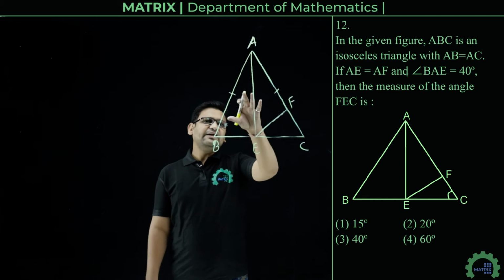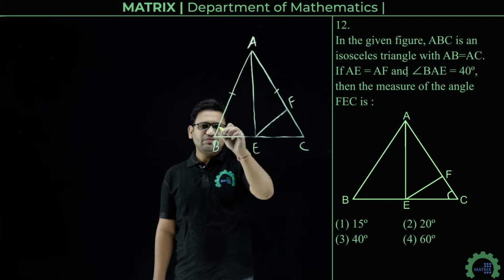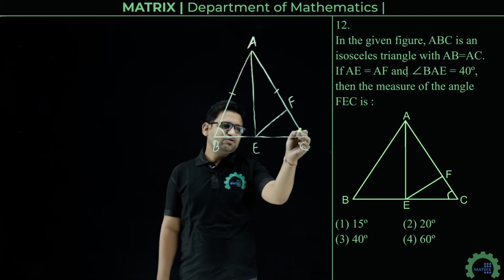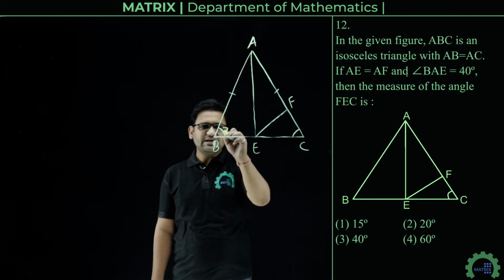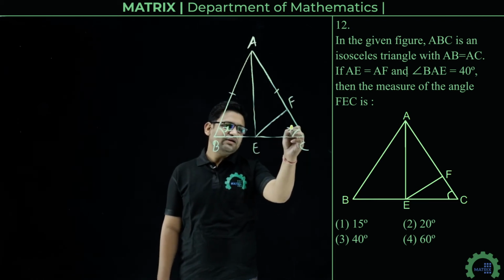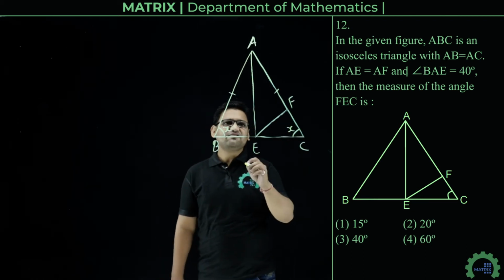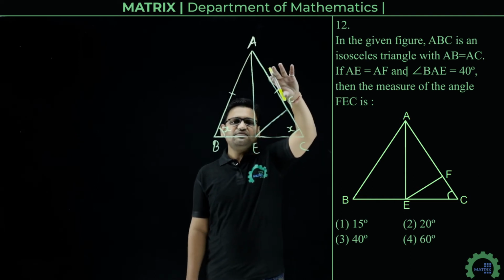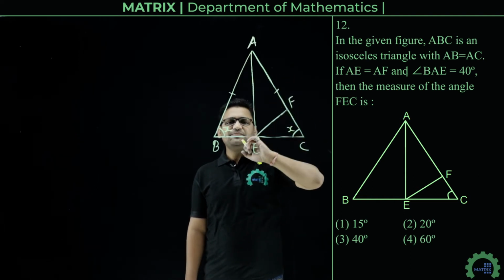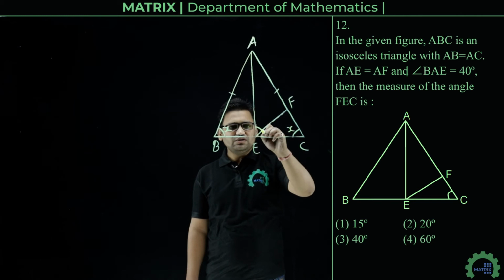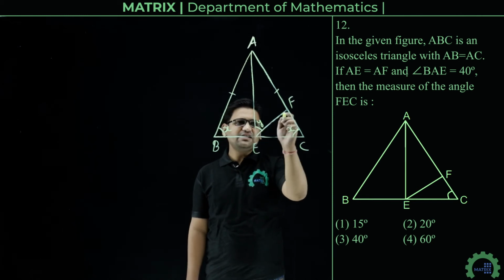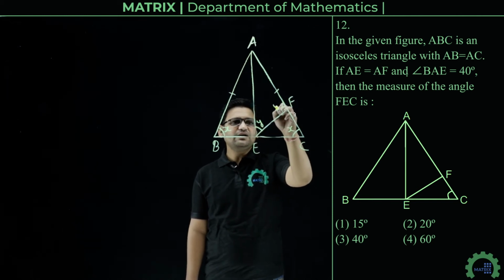So we are given that side AB is equal to AC. So we can say that angle B is equal to angle C. Let's say this angle is X, so this angle will also be X. Similarly, we are given that side length AF is equal to AE. So also these two angles will be equal. Let's say this angle is Y, so this angle will also be Y.